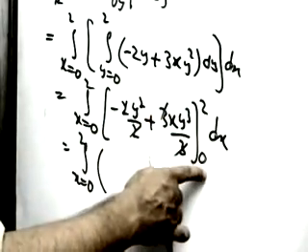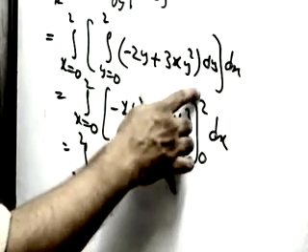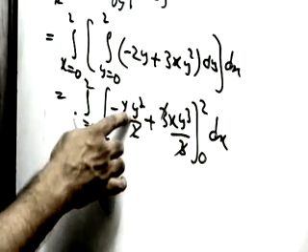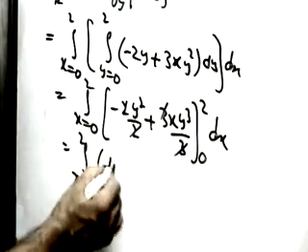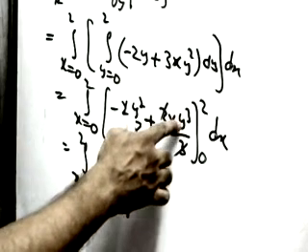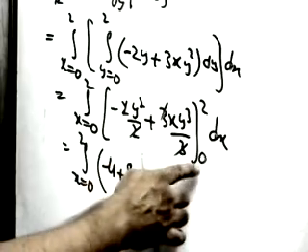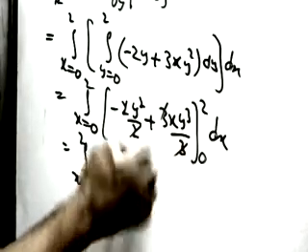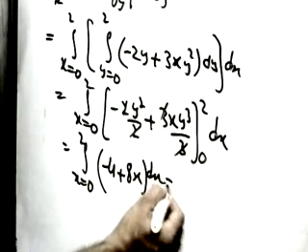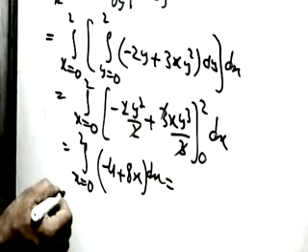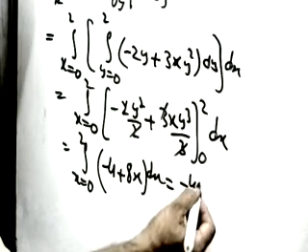Now what is the upper limit in place of y? 2. What is the lower limit in place of y? 0. If you keep upper limit y equals 2, 2 square will be 4, so this will be minus 4. y cube is 2 cube, 8, so 8 into x, plus 8x. The lower limit will be 0. Leave this one dx. Now let me integrate with respect to x.